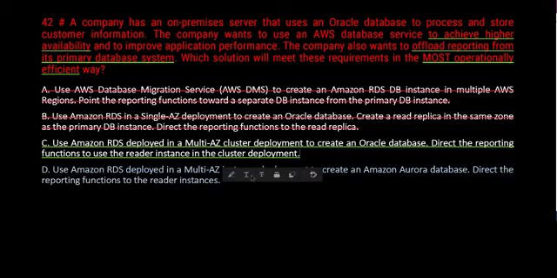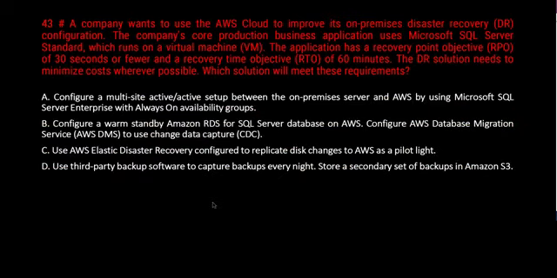So cross this out. Question number 43. A company wants to use the AWS cloud to improve its on-premises disaster recovery configuration. The company's core production business application uses Microsoft SQL Server Standard, which runs on a virtual machine. The application has a recovery point objective of 30 seconds, RPO of 30 seconds, and an RTO of 60 minutes. The DR solution needs to minimize costs whenever possible.